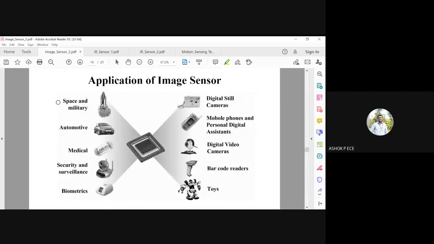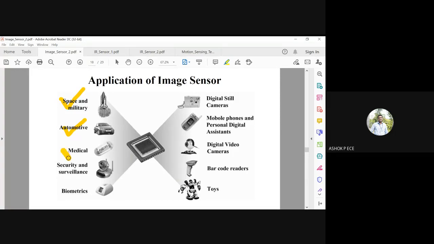The application of image sensor in space and military, automotive. Automotive, you have motion sensors in cars nowadays. In space and military, you see NASA is sending spaceships to Mars, and you are able to have a clear look of Mars. All these are possible because of the photo sensors.